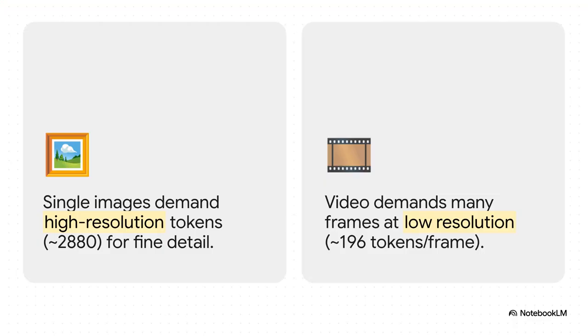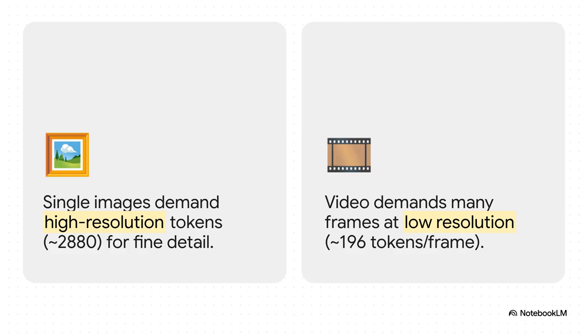Before LLaVA-OneVision came along, the open-source vision language landscape was, honestly, kind of a mess. Totally disconnected silos. You had models that were brilliant at reading text in a single image, and then entirely different lineages of models for processing video. And here's why. Single images are greedy for detail. You need high-resolution tokens, roughly 2,880 of them per sample, just to read text or catch fine details accurately.